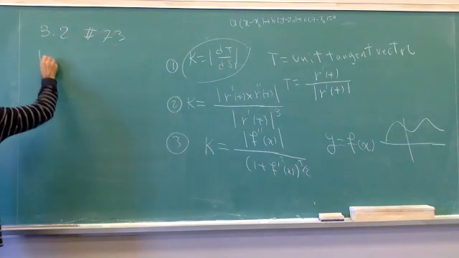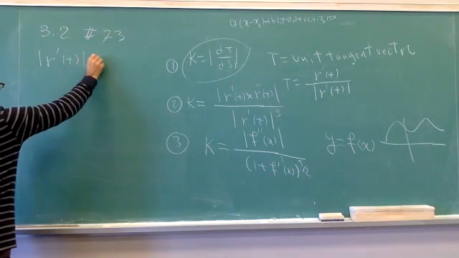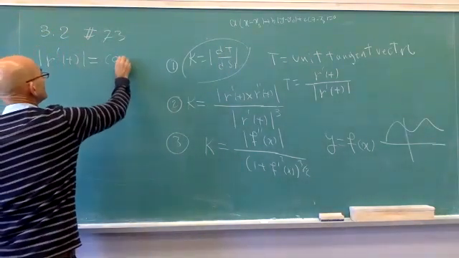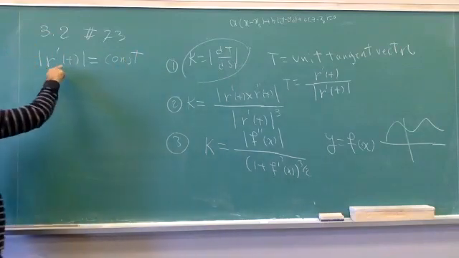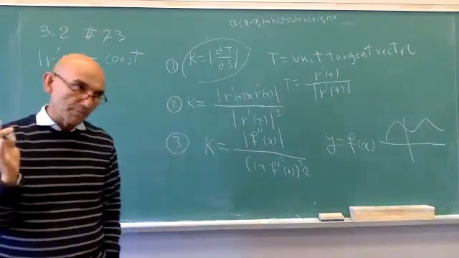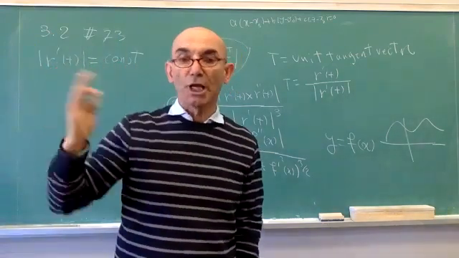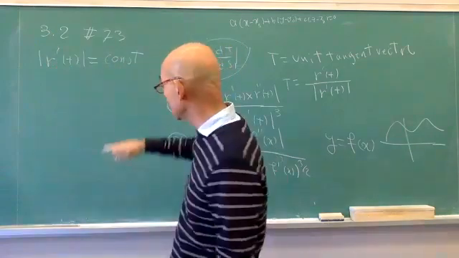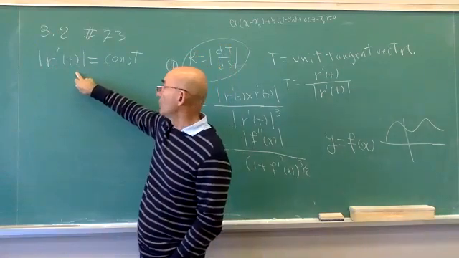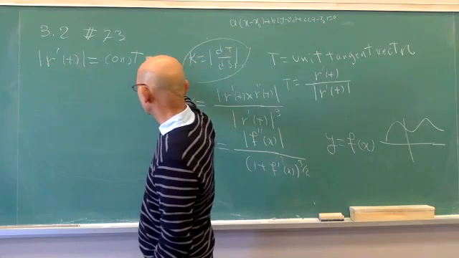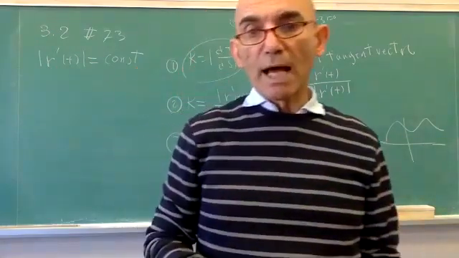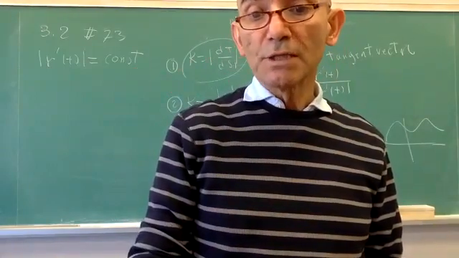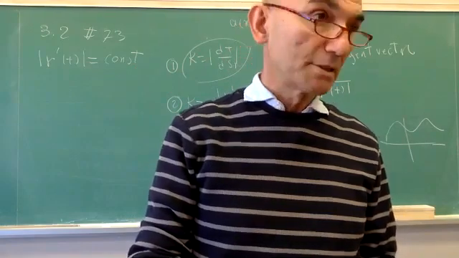So the question is that I know that the magnitude of r prime of t is equal to a constant. So it means that the velocity vector changes, but the speed of this particle doesn't change, because the speed is this magnitude. Speed is a number. It's constant in t. And we are asked to show that the acceleration vector is perpendicular to the velocity vector.